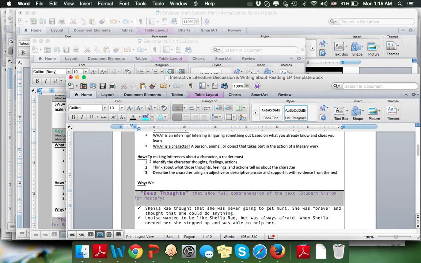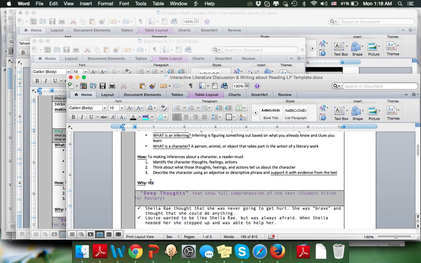The next are my how key points. Your how key points should be steps that tell you how you make an inference about a character. So here, which I think a couple of you had the same thing, it's inferring the character's thoughts, feelings, and actions, thinking about what those thoughts, feelings, and actions tell us about the character, and then describing the character using an adjective or a descriptive phrase, supporting it with evidence from the text.